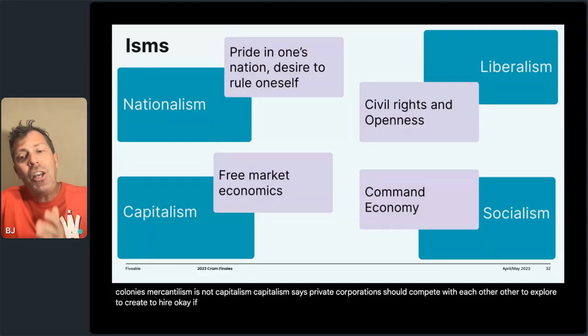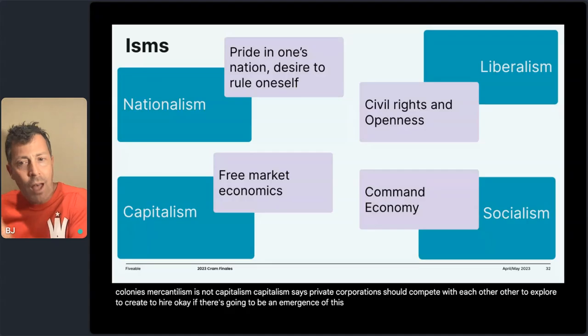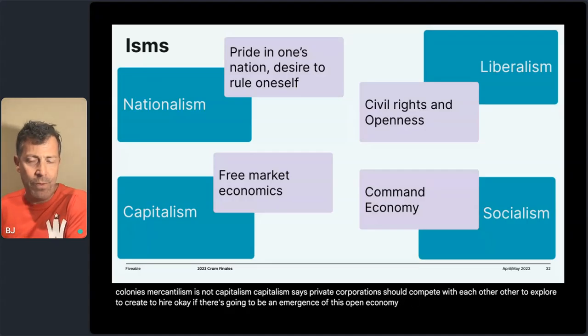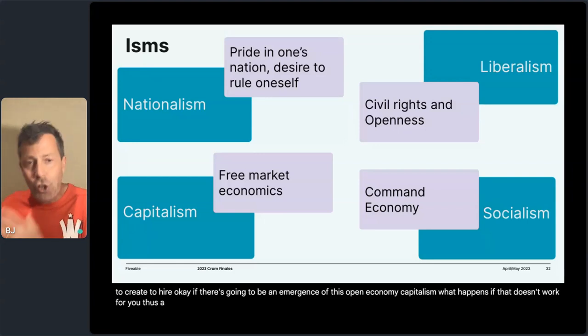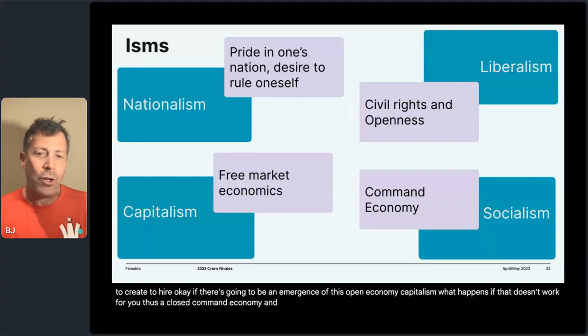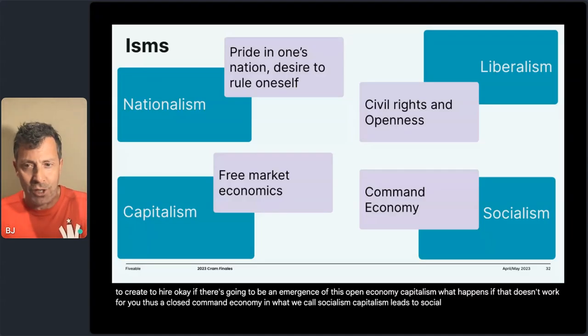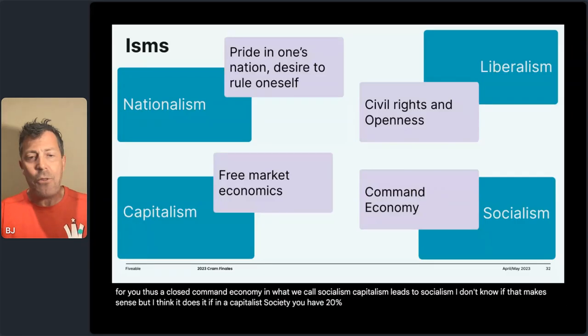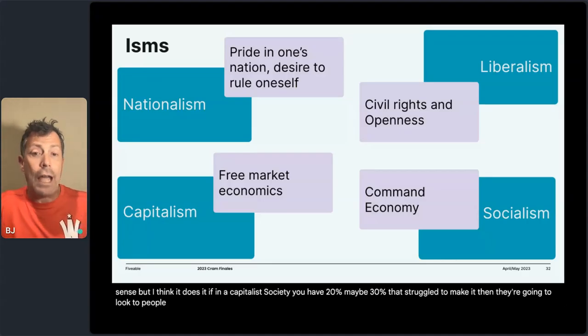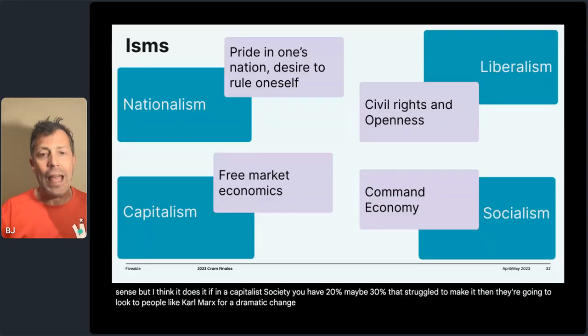Okay? If there's going to be an emergence of this open economy capitalism, what happens if that doesn't work for you? Thus, a closed command economy in what we call socialism. Capitalism leads to socialism. I don't know if that makes sense, but I think it does. If in a capitalist society you have 20%, maybe 30% that struggle to make it, then they're going to look to people like Karl Marx for a dramatic change in events.